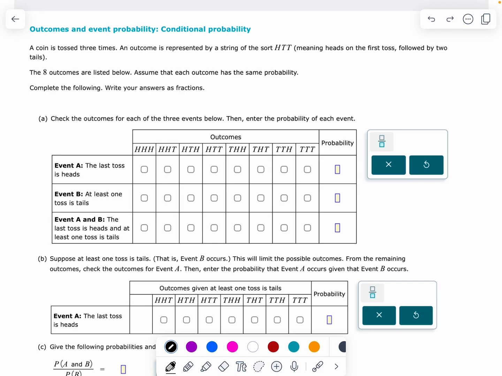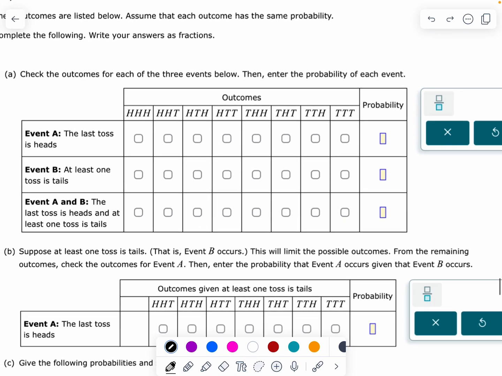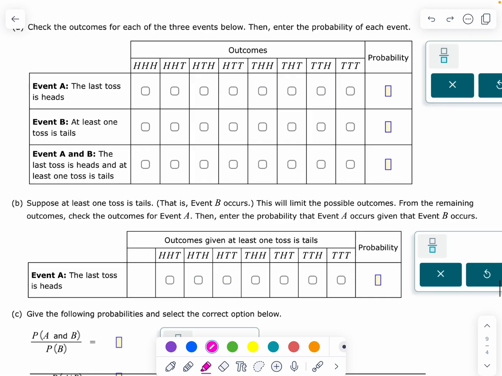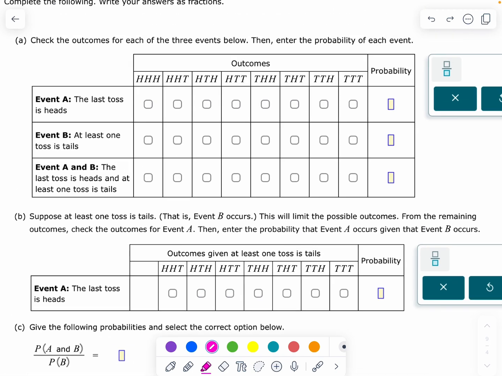So let's check this out. Event A, the last toss is heads. So we just look at each of these right here and find out which ones the last toss is heads. Well, that would be, let's see, this one, that one, and that one, because see, the last toss was heads on each of those. Okay.